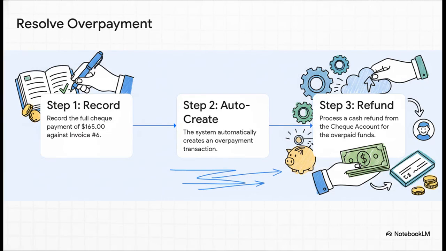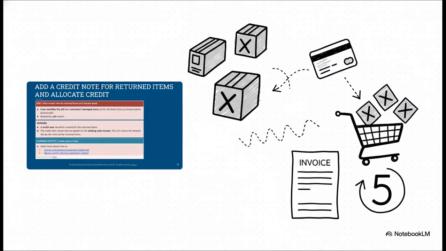The resolution process involves 3 steps. First, the full payment of $165 is recorded against the invoice. The system then automatically identifies the discrepancy and creates an overpayment transaction. Finally, a cash refund is processed from the relevant bank account to return the excess funds to the customer, thereby clearing the liability. We will now examine the procedure for a sales return.